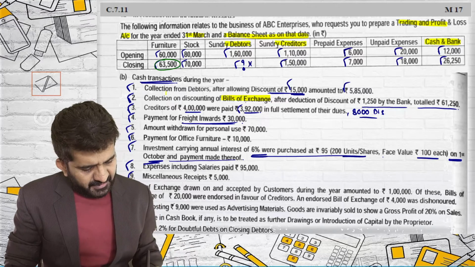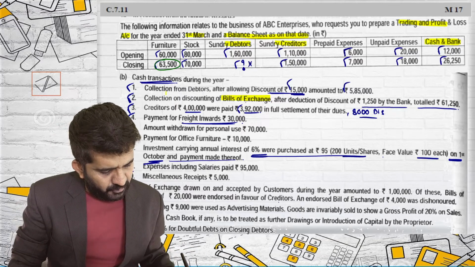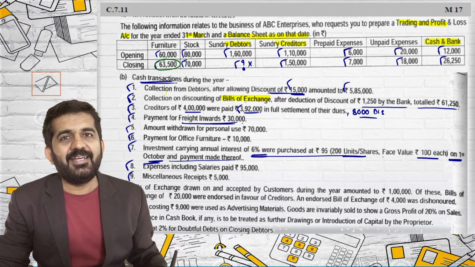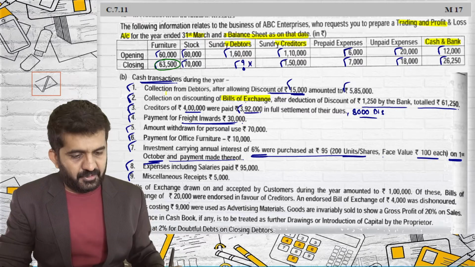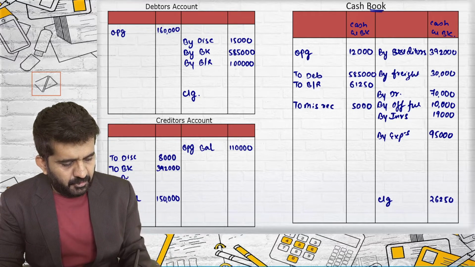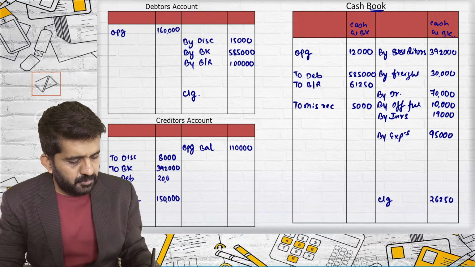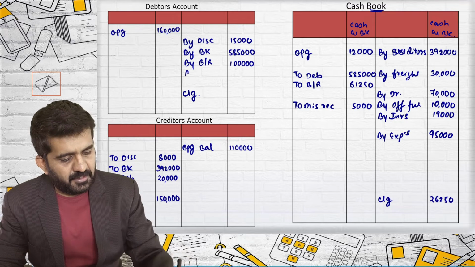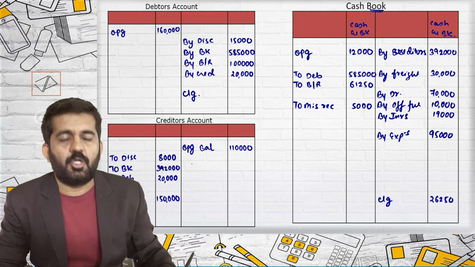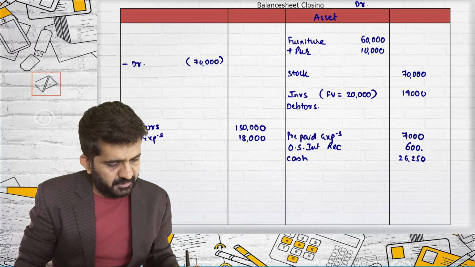Of this, bills of exchange of 20,000 were endorsed in favor of creditors. Bills endorsed to creditors: creditors account debit to debtors 20,000. Debtors account credit by creditors 20,000. Your debtors will also decrease, your creditors will also decrease.